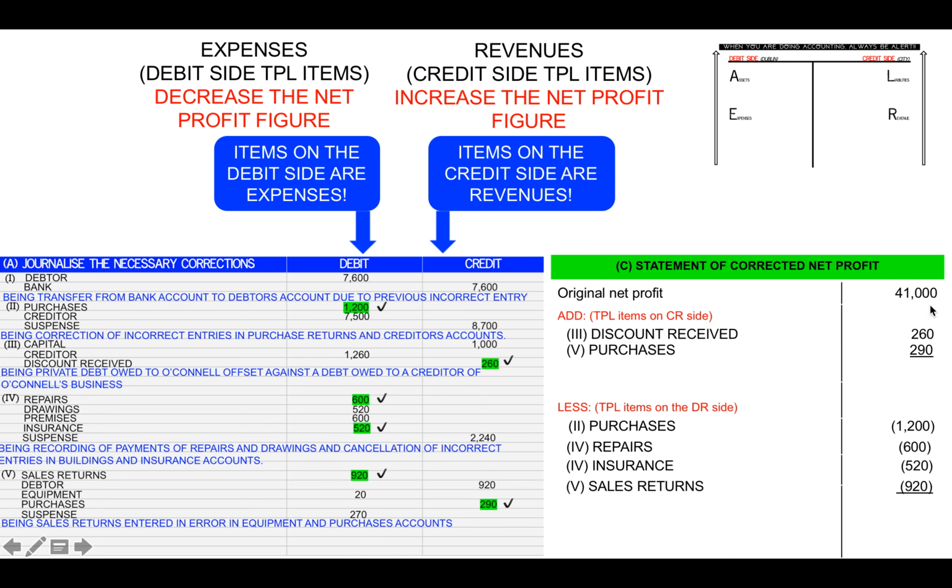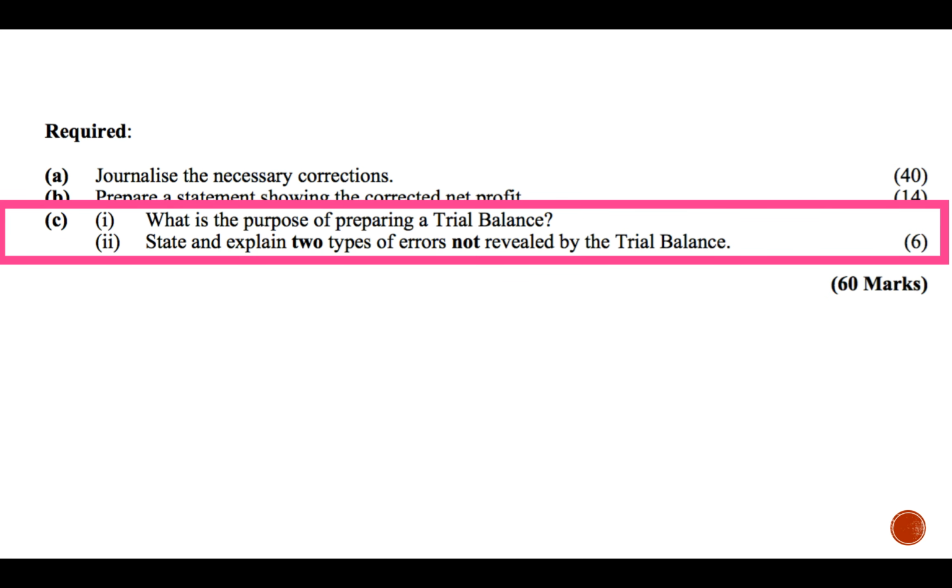So 41,000 plus 260 plus 290 is equal to 41,550. Minus 1,200 minus 600 minus 520 minus 920 is equal to €38,310. All right, so that is your corrected net profit, €38,310 there. So that is part B done, your statement of corrected net profit.